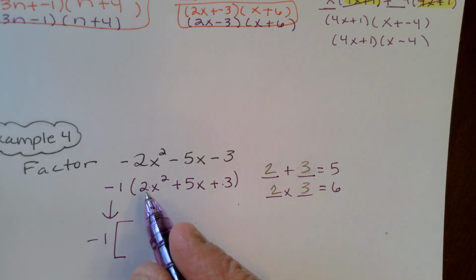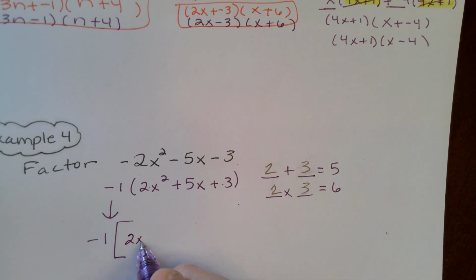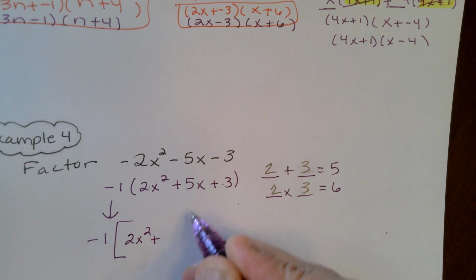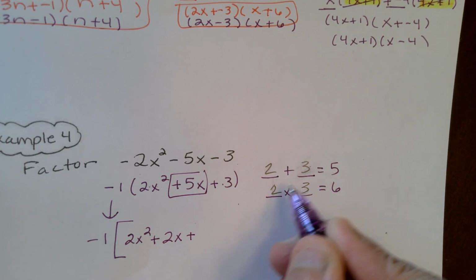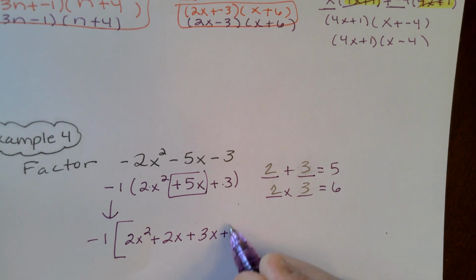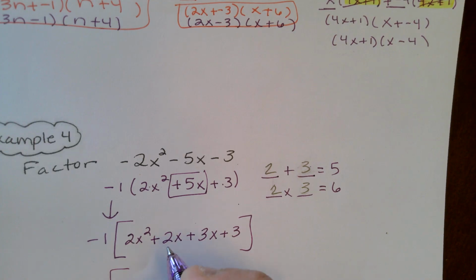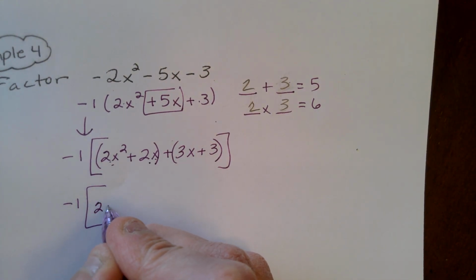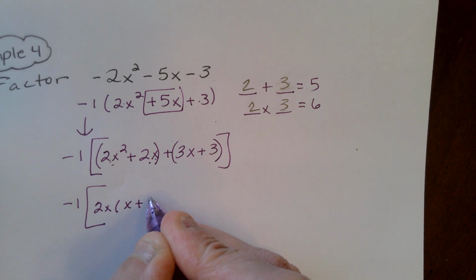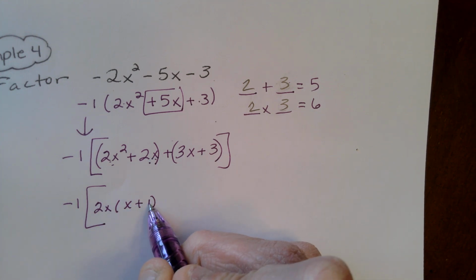I'm going to rewrite that, 2x squared plus 2x plus 3x plus 3. Now, box or parentheses and GCF. So what can you take out of these? You take a 2x out and you're left with an x plus 1. Don't forget there is a 1 there. You can't just say x.